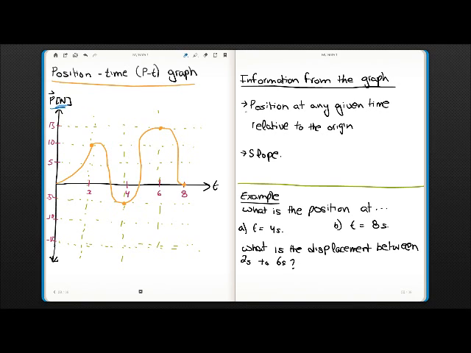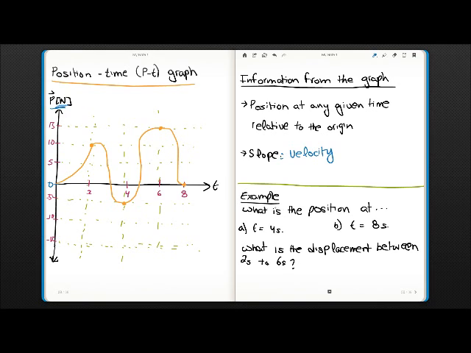So the information that is given, the first thing that it tells us is the position at any given time relative to the origin. So this will be the origin. However, it also tells us the slope. The slope of the graph tells us the velocity. Now, if it's taken over an interval, it will be the average velocity, whereas if it's taken as t equals 0, as limit t approaches 0, it'll be the instantaneous.